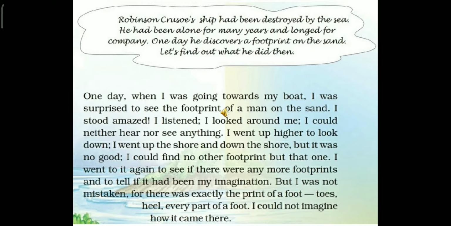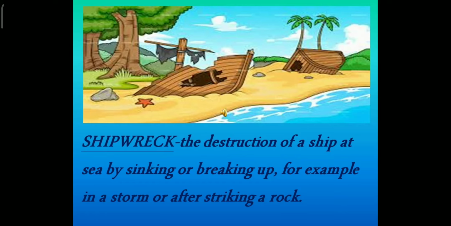So let us see what is first written. Robinson Crusoe's ship had been destroyed by the sea. This person Robinson Crusoe came to the island on a ship and it had been destroyed by the sea. You know what, students? The word that you can see here is shipwreck. What is the meaning of this word? The destruction of a ship at sea by sinking or breaking up, for example, in a storm or after striking a rock, or in other words, after hitting a rock. So when it is said that Robinson Crusoe's ship had been destroyed by the sea, you can easily say that he faced a shipwreck where his ship had been destroyed, either in a storm or maybe after hitting a rock.